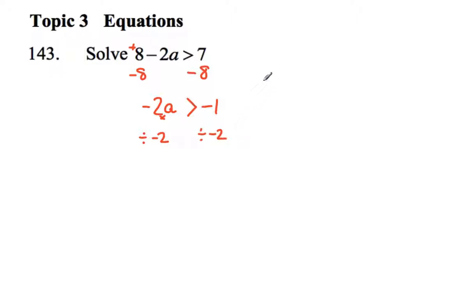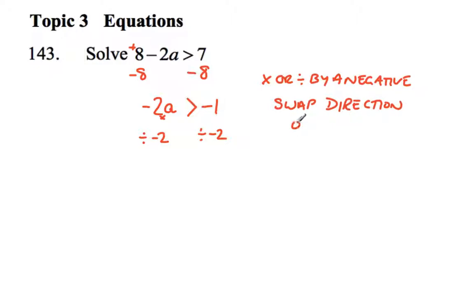Now there's a special rule that says if you multiply or divide by a negative in inequations, we swap the direction of the arrow. I'm saying arrow there, but I'm really saying what direction the inequation sign is going to go.